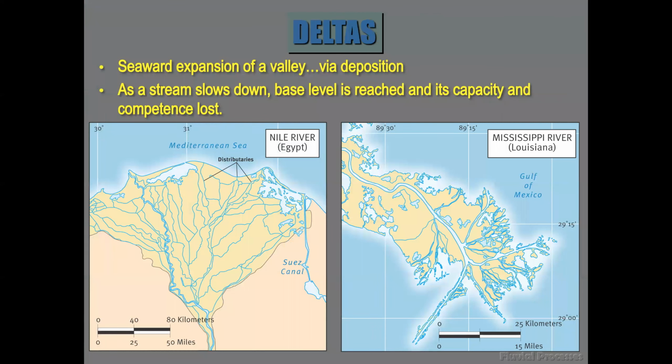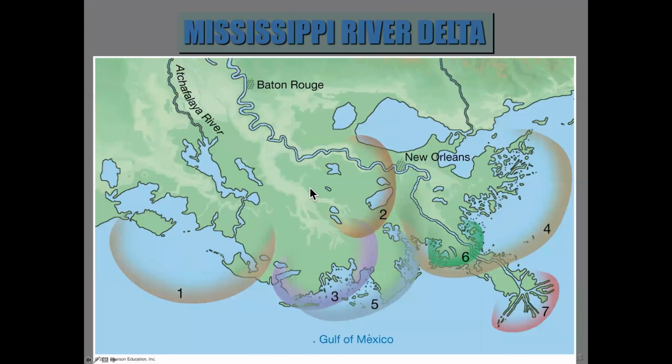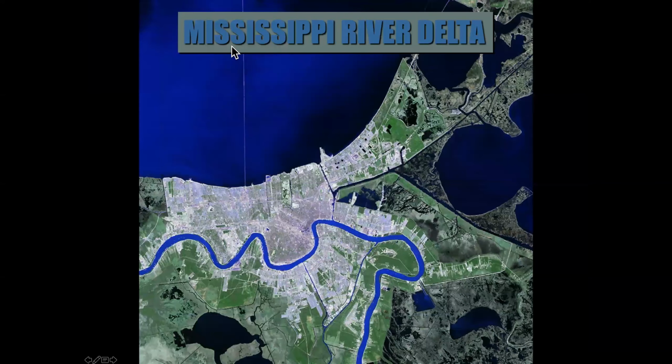A delta is often found as a river exits land and goes into the ocean and there is no strong current outside. So two famous ones would be the Mississippi River Delta and the Nile, of course. Here's an example of where it is today, but where it has been in the past, for the Mississippi anyway.